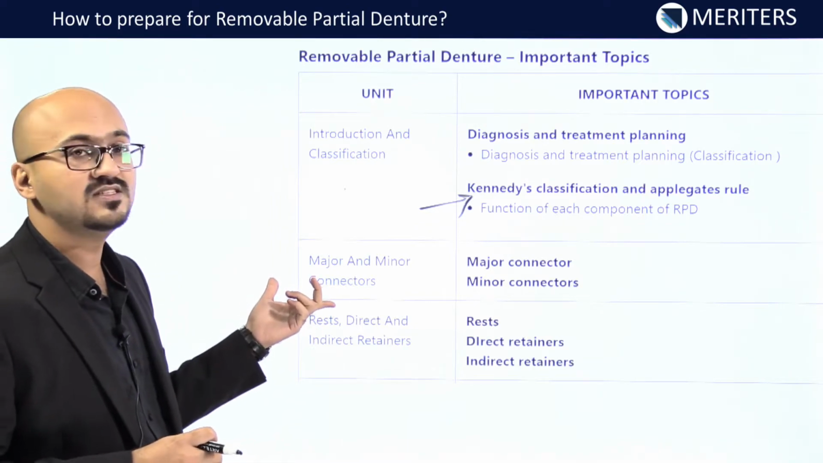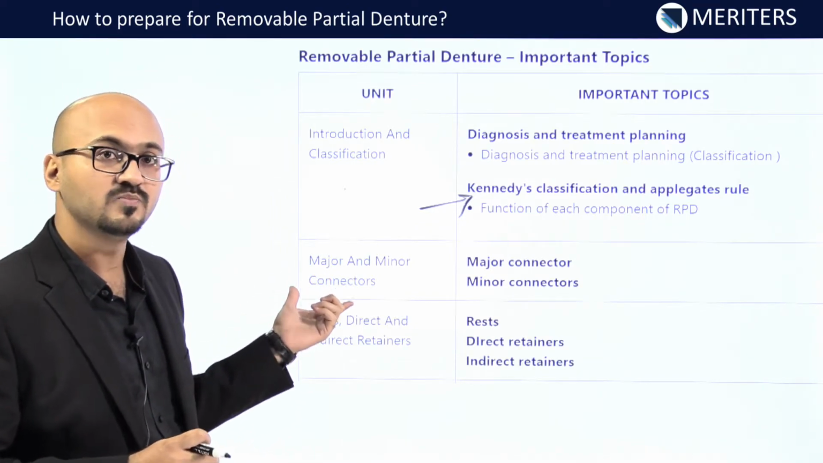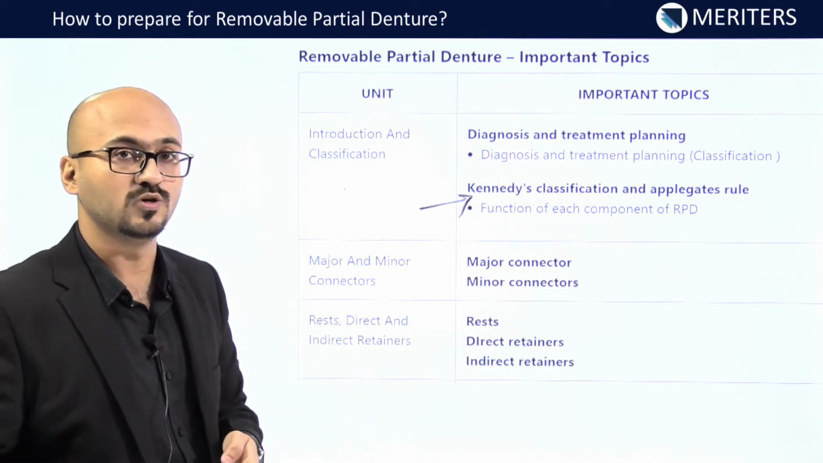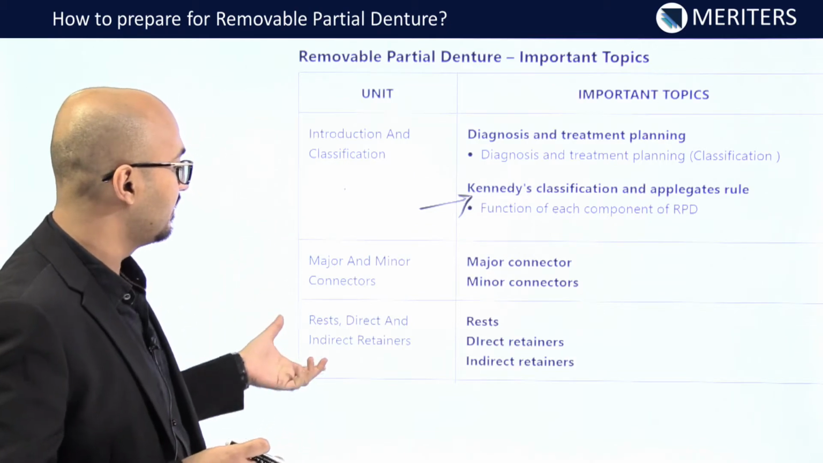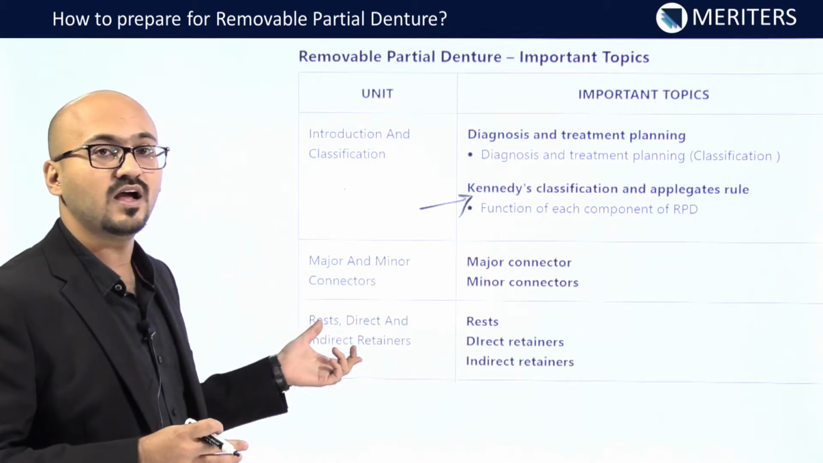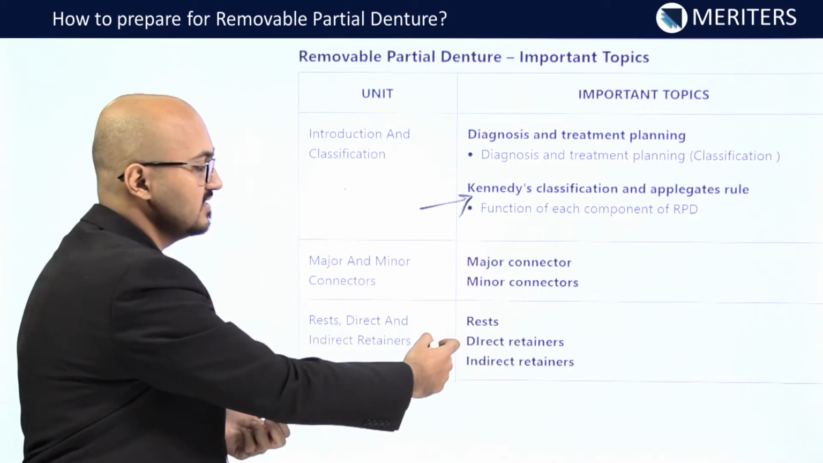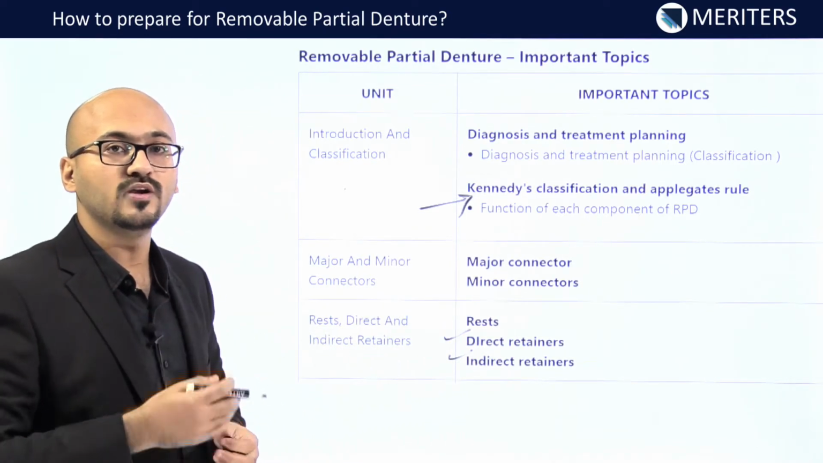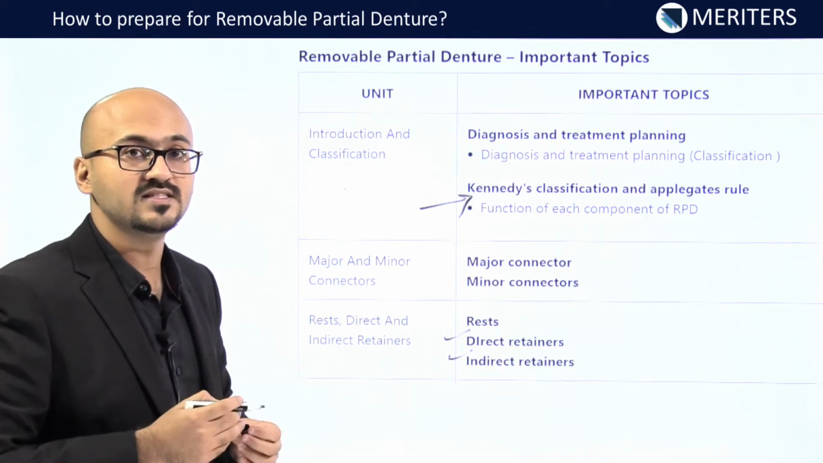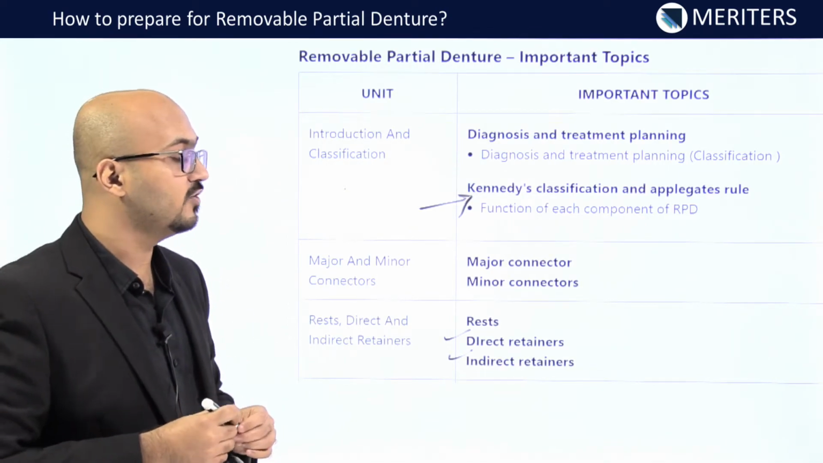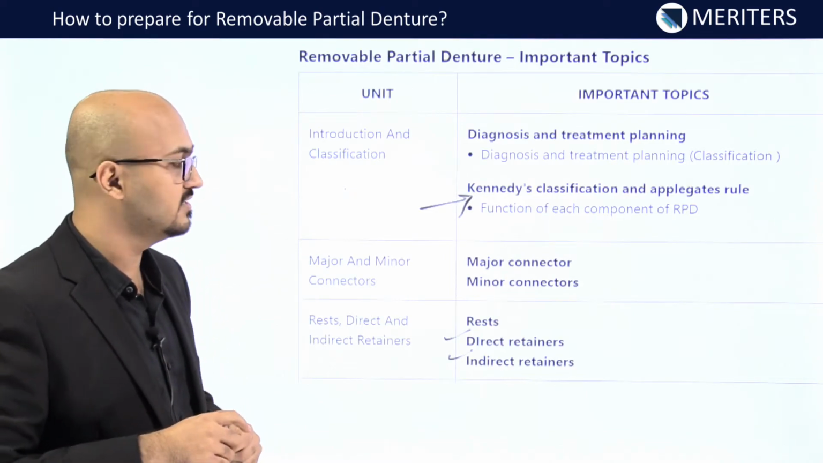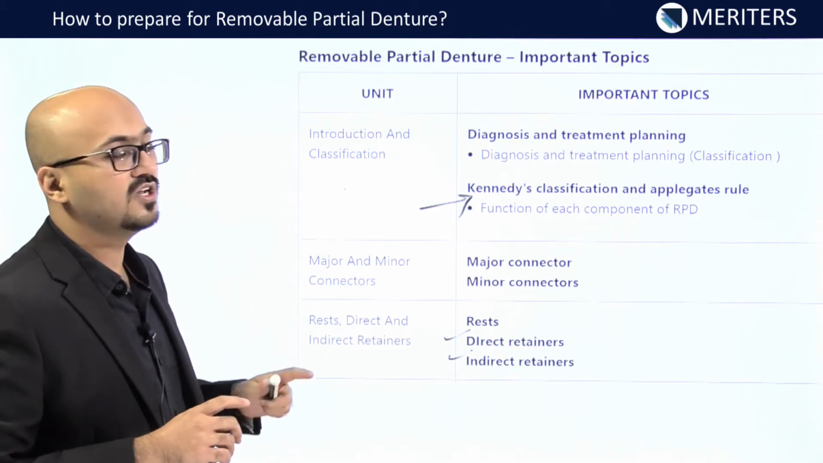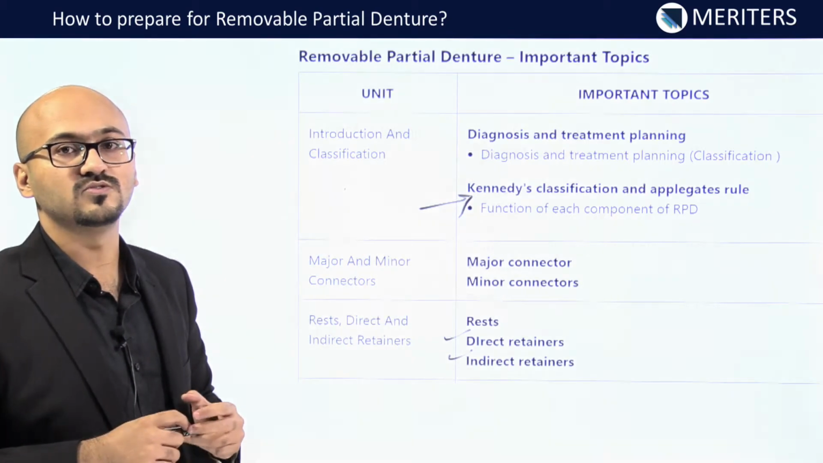Major and minor connectors: the tabulated format is given in Rangarajan, good diagrams are given in McCracken, and good theory is given in Stewart. Rest, direct retainer and indirect retainer are very important, especially direct retainers and indirect retainers, because they are a little concept based. Where to apply what, indications, contraindications, the designs, all of them are important. You can find good images in Nallaswamy for direct retainers, and indirect retainers are given very well in McCracken. These are the things that you need to prepare prior to solving your MCQs.